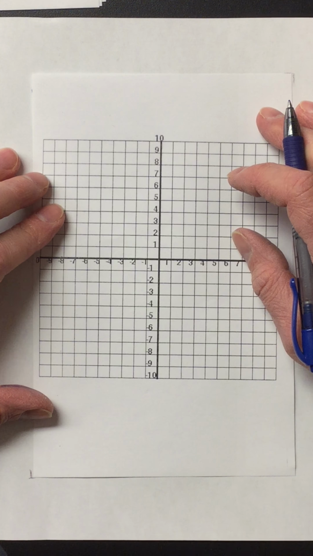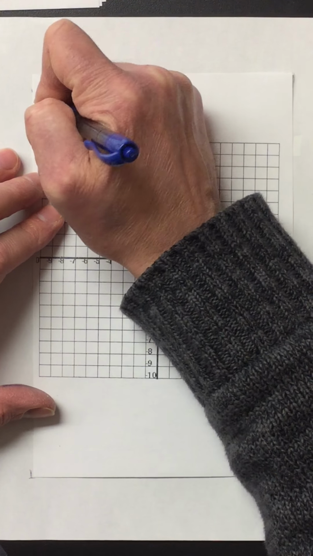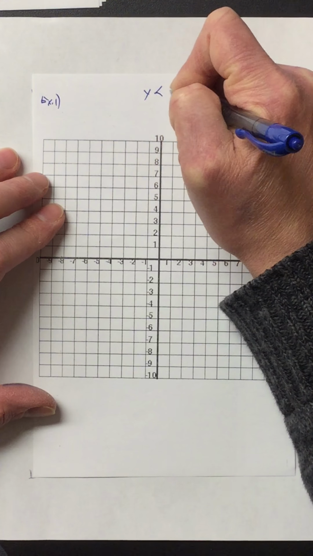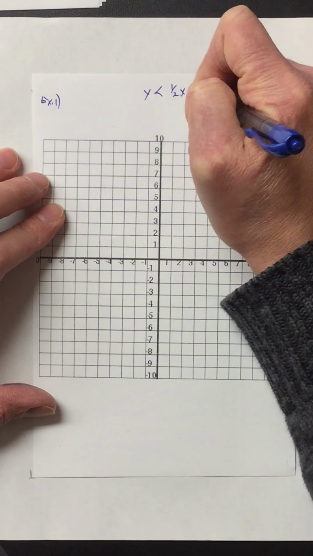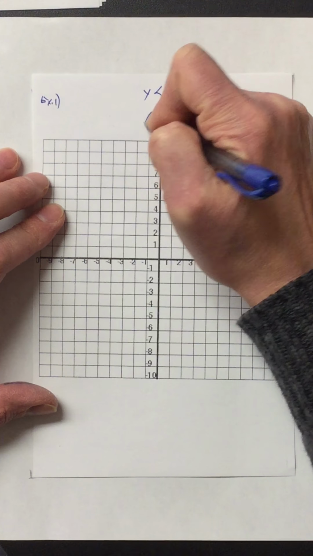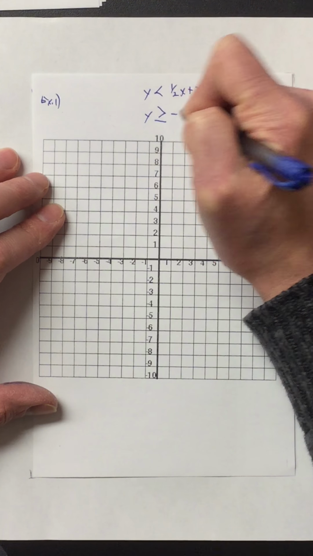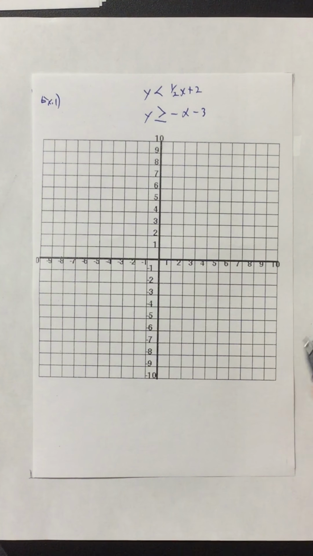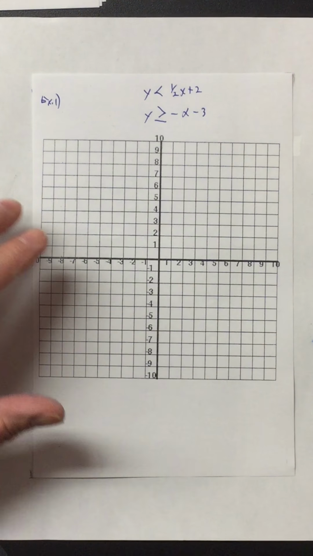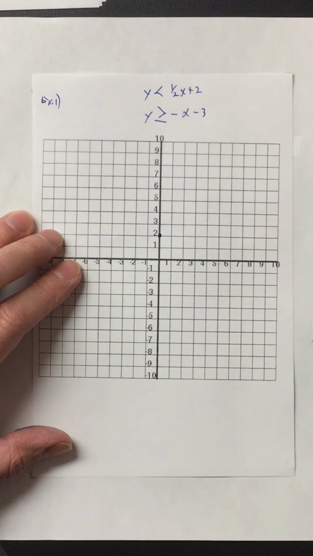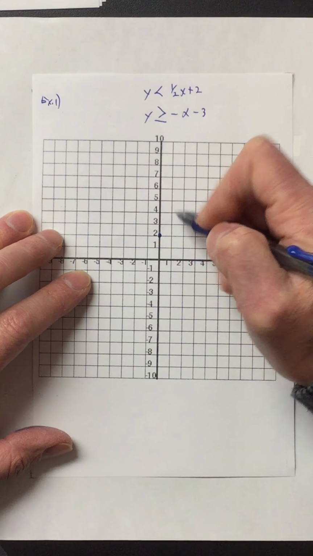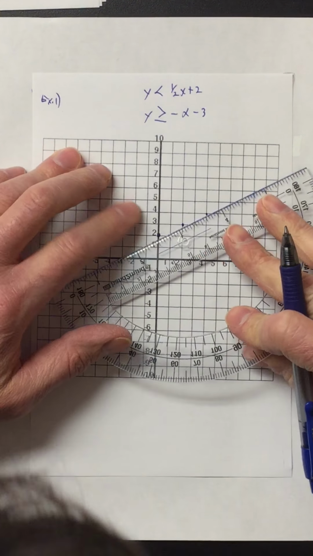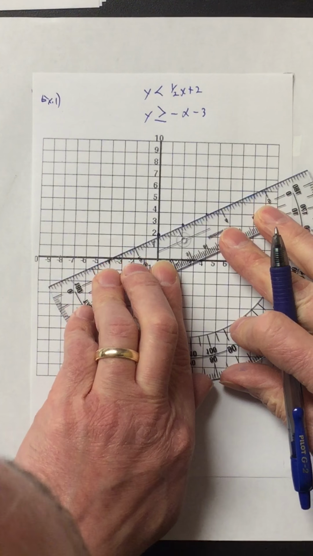All right, example problem 1 gives us y is anything less than 1/2 x plus 2, and then it also gives me y is anything greater than or equal to negative x minus 3. So let's graph both of those. First of all, graph the same as slope-intercept. My intercept is 2, and then my slope is a positive 1 over 2. So it looks like this here, where a positive slope goes up, a rise of 1 and a run of 2.